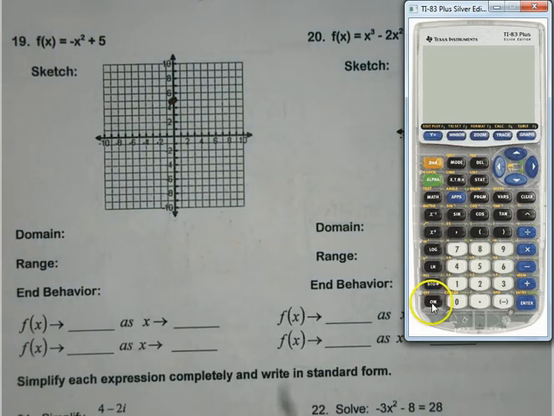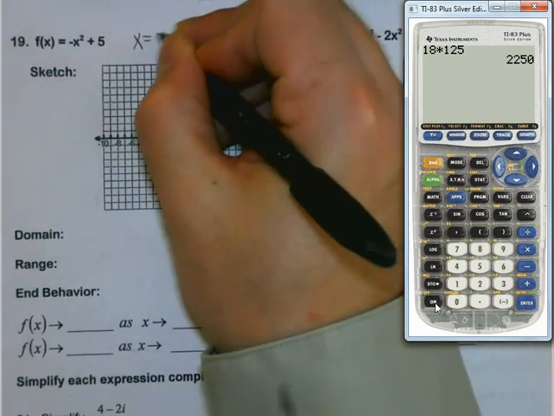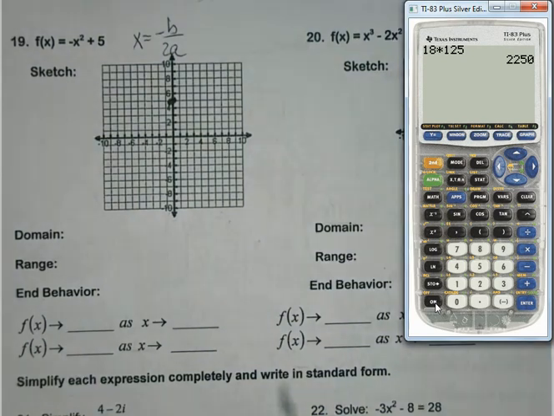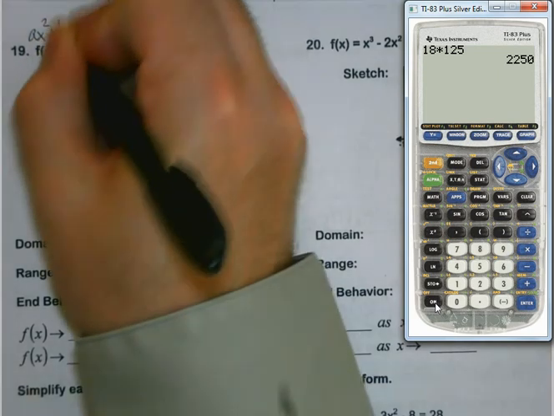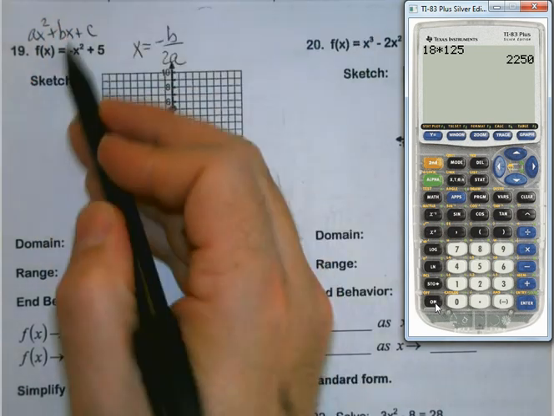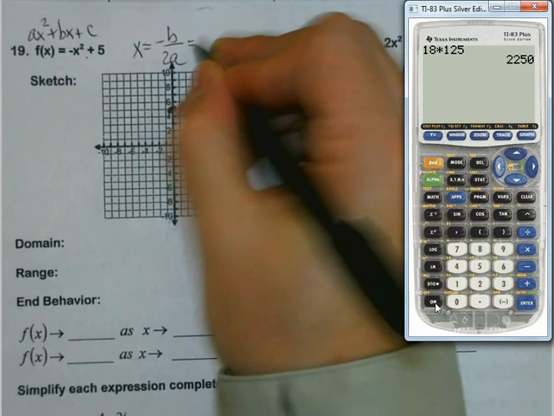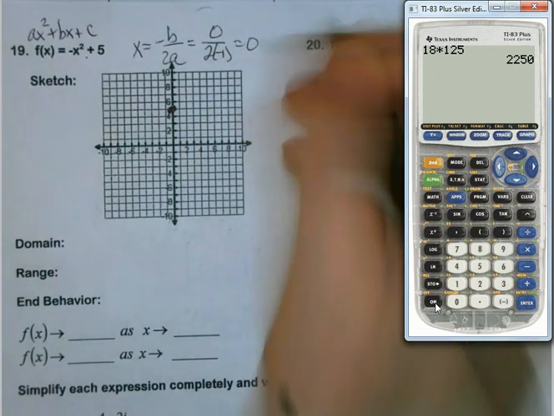Is there still a way? Is there still hope? Yes. A couple ways there's still hope. The easiest one would be to say, oh yeah, when I'm trying to find my vertex, my x value is negative b over 2a. But wait a minute. When I do these, my b value is what's in front of x. There is no x term. You're right. My b value would be 0. So my x is 0.